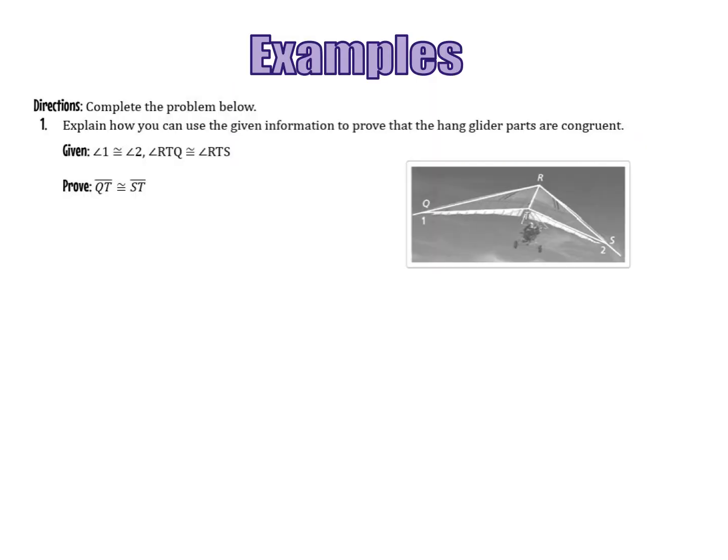All right, the proof says, explain how, we are still sort of going to set it up like a two-column proof, but explain how you can use the given information that the hang glider parts are congruent. So looking at this picture, let's first talk about our given information. We're given that angle 1 and angle 2 are congruent. So here's angle 1, here's angle 2. And we're given that angle RTQ, and the T is sort of hiding right here, that's this angle, RTQ is congruent to angle RTS. That's this angle here. And we're being asked to prove that two sides are congruent.